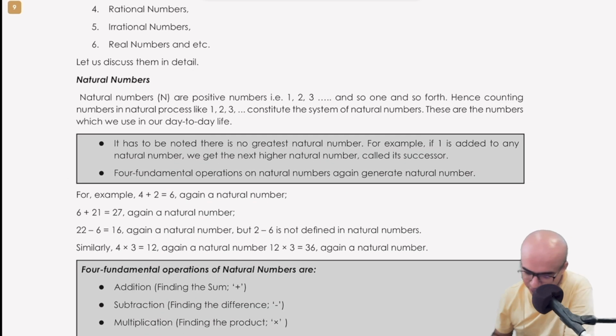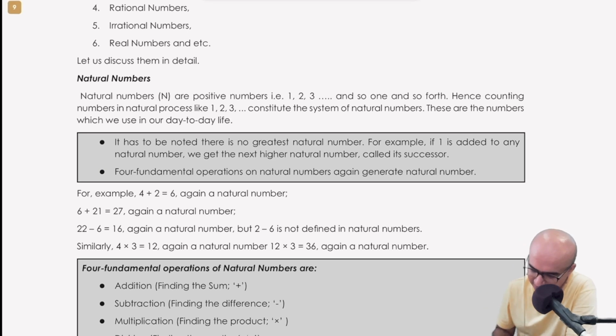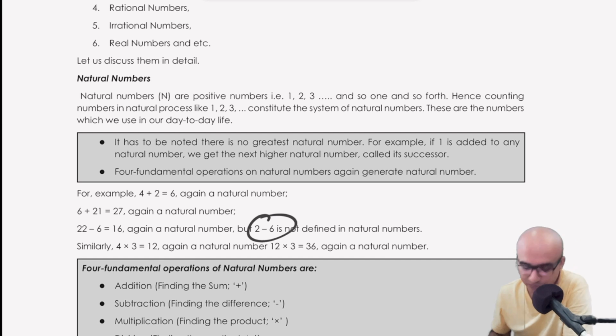So they have given a few examples of the basic operations which we can do with natural numbers. 4 plus 2, of course, these are all addition. We can do any operation with respect to natural numbers. Addition, subtraction, multiplication, everything works. But one thing which we have to be sure of is that the result should be a positive integer. For example, let's take this example only. 6 minus 2 is obviously a natural number, 4, a positive integer.